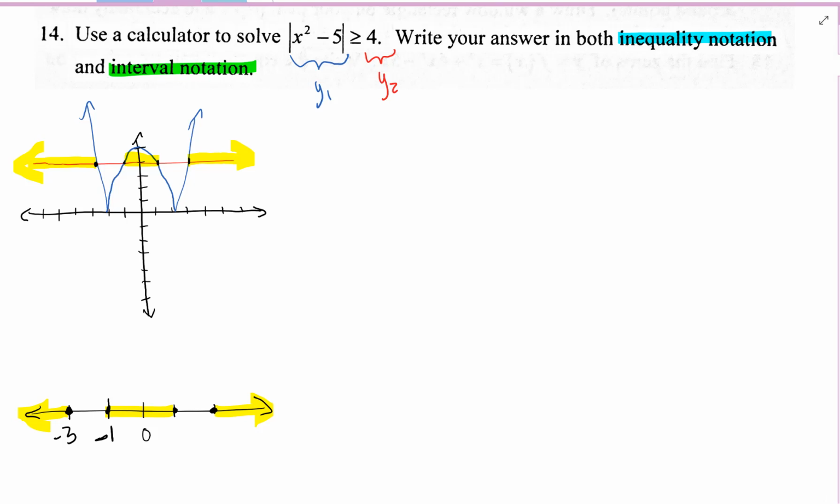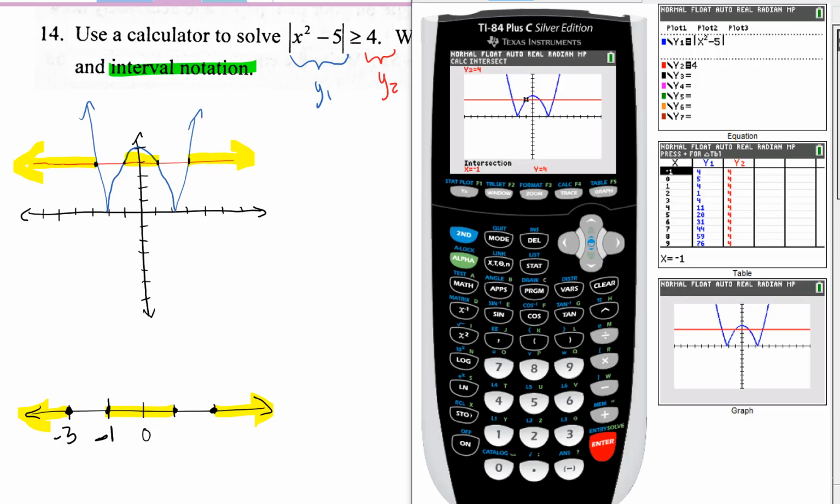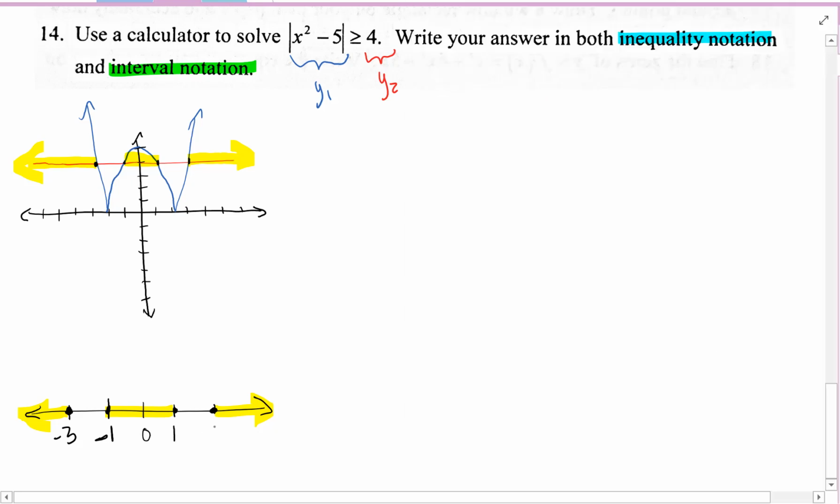It looks like this graph is symmetric about the y-axis. If you remember how to test for that type of symmetry, you can see, or you can just continue to look for the other intersection points. I'm going to give you a hint, the answer. It is symmetrical, so these are 1 and 3. The yellow intervals are my answer. So I'm going to write in inequality notation and in interval notation.